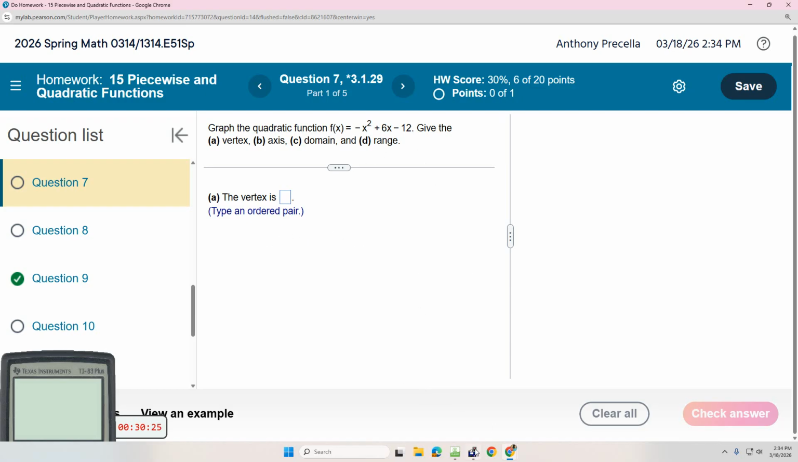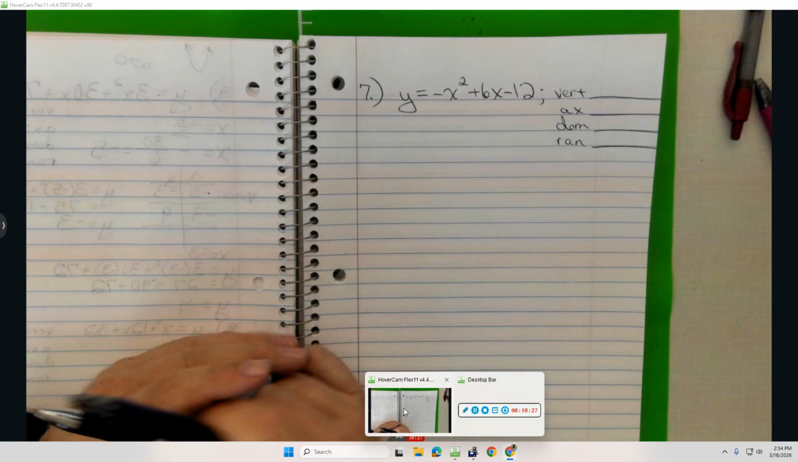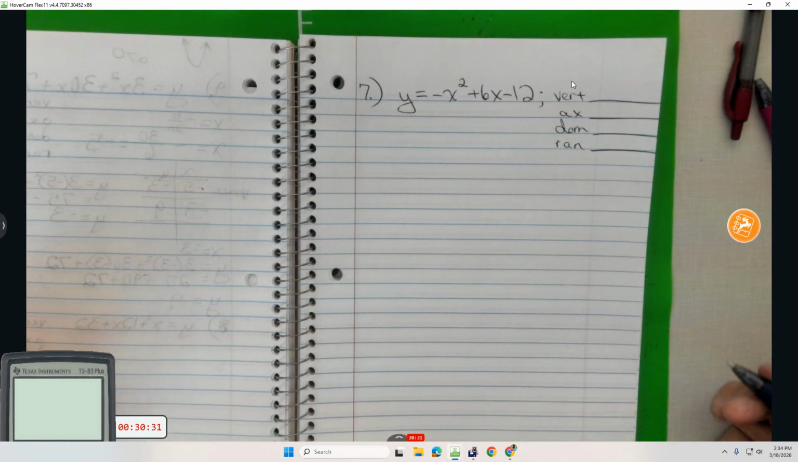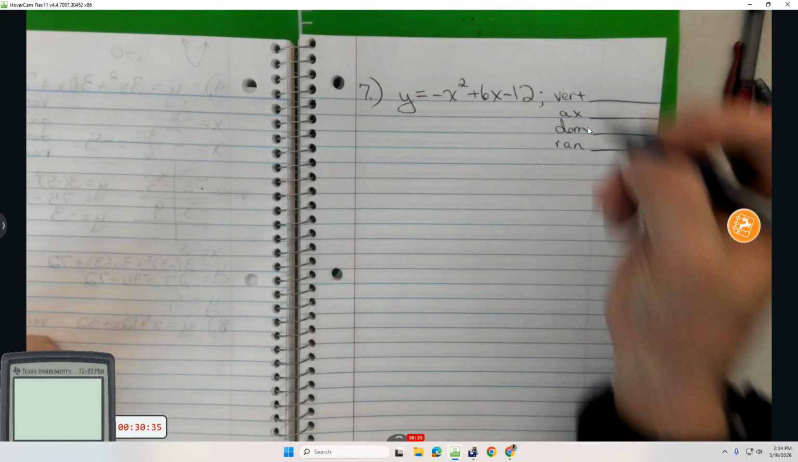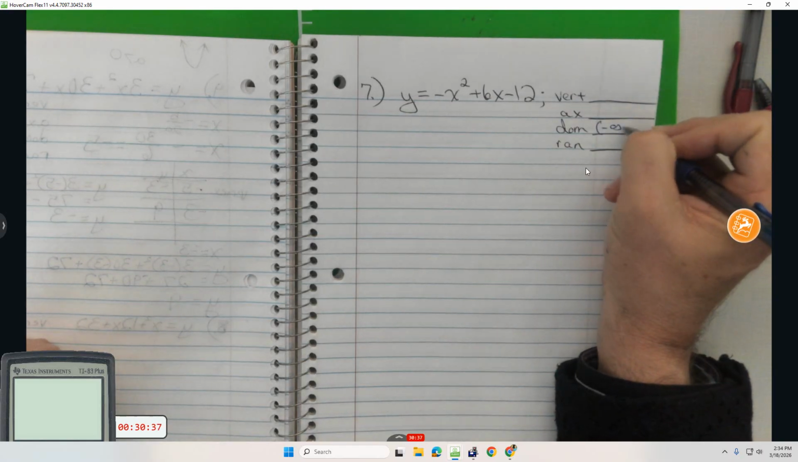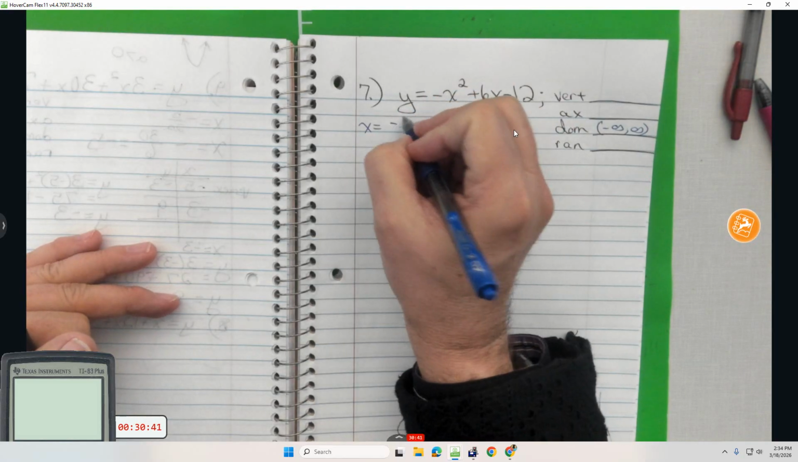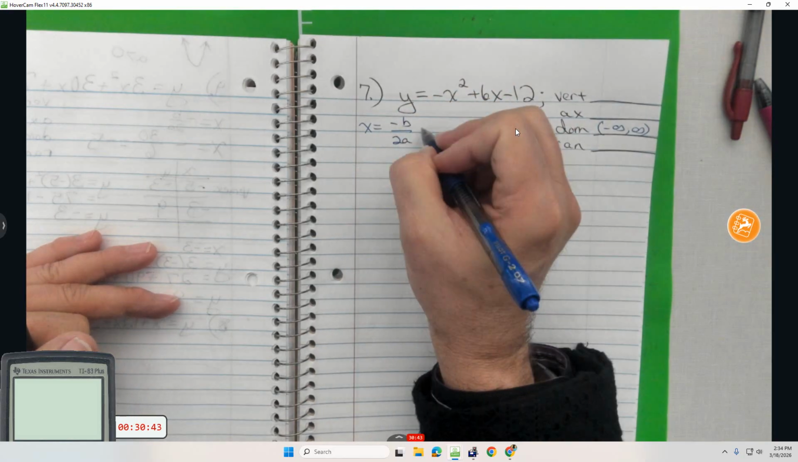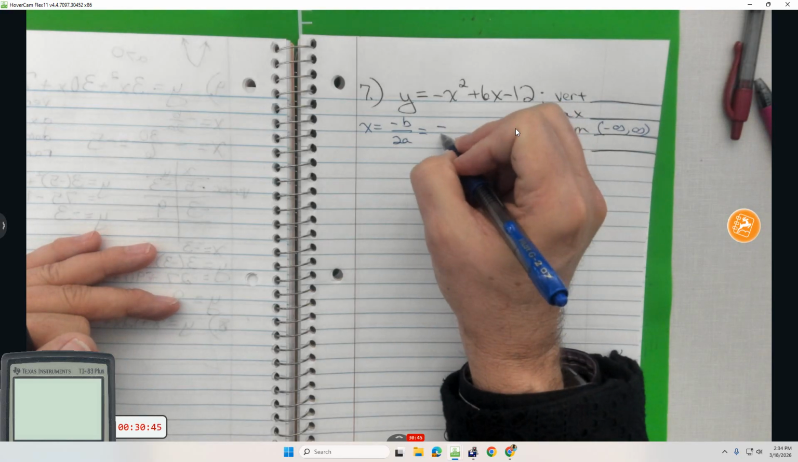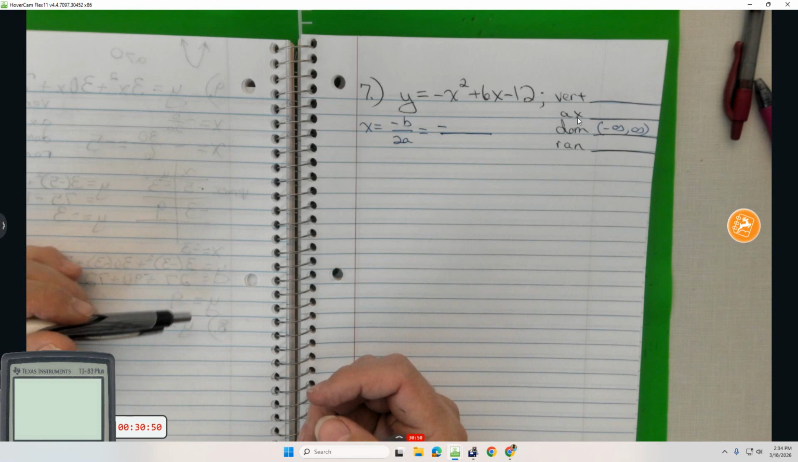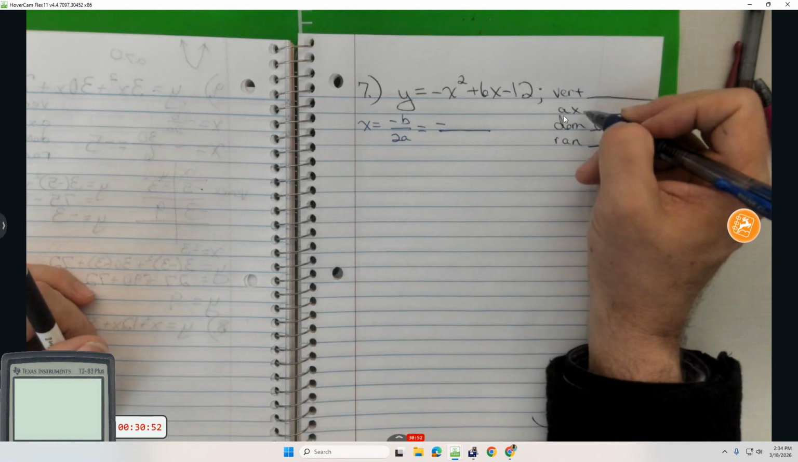Okay, I can fill in one of these blanks. Which one? Vertex, axis, domain, or range? Domain is all real numbers. Let's find our vertex. x equals negative b over 2a. And when you're finding the vertex, you're also finding what? The axis.